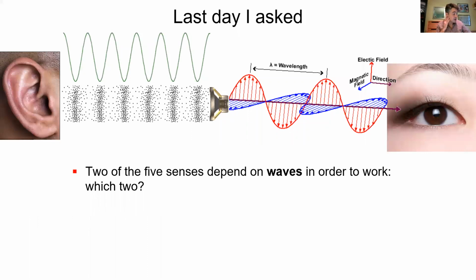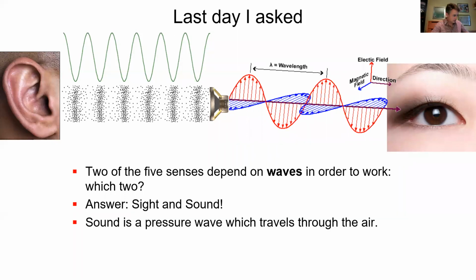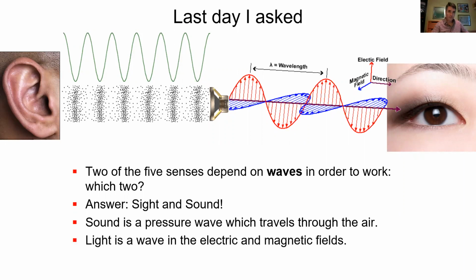Okay, last day I asked which 2 of the 5 senses depend on waves in order to work. Well, it's hearing and sight. So in this course, chapter 11, we're going to be talking about sound, which is a wave, and about the decibel system and things like that. In Physics 132, Professor Seelfen is going to be spending a couple of chapters dealing with optics and the physics of light. So sound is a pressure wave which travels through the air.